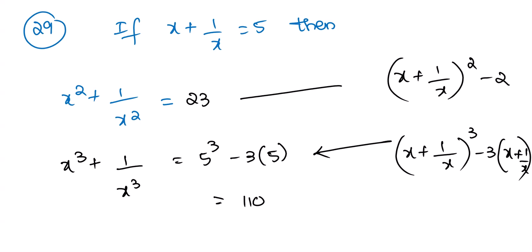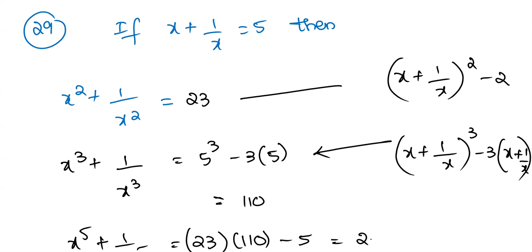In fact, you understand x power 5 plus 1 by x power 5 is the product of these two minus 5, that x plus 1 by x should be removed, which is 2530 minus 5, 2525. See this, this is how you can do.